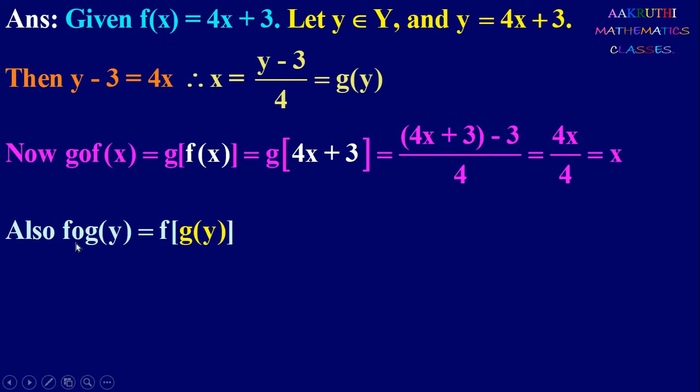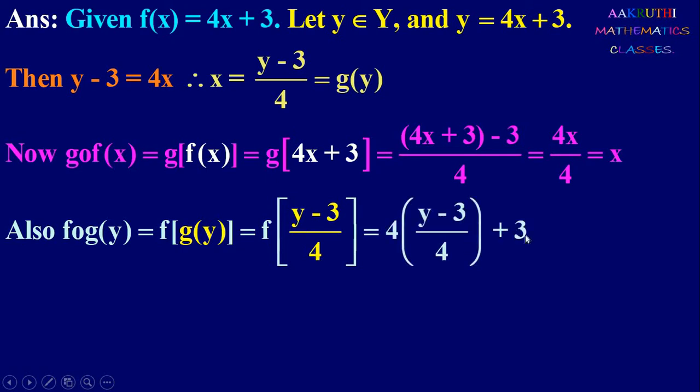Now we find f composite g of y. f composite g of y is f of g of y, and here g of y is y minus 3 divided by 4. So it is f of y minus 3 divided by 4, and it is of the form f of x. Here we have f of x is 4x plus 3. So f of y minus 3 divided by 4 is 4 into y minus 3 divided by 4 plus 3. Here 4 gets cancelled, remaining is y minus 3 plus 3. Again 3 gets cancelled, remaining is y. Therefore f composite g of y is y.